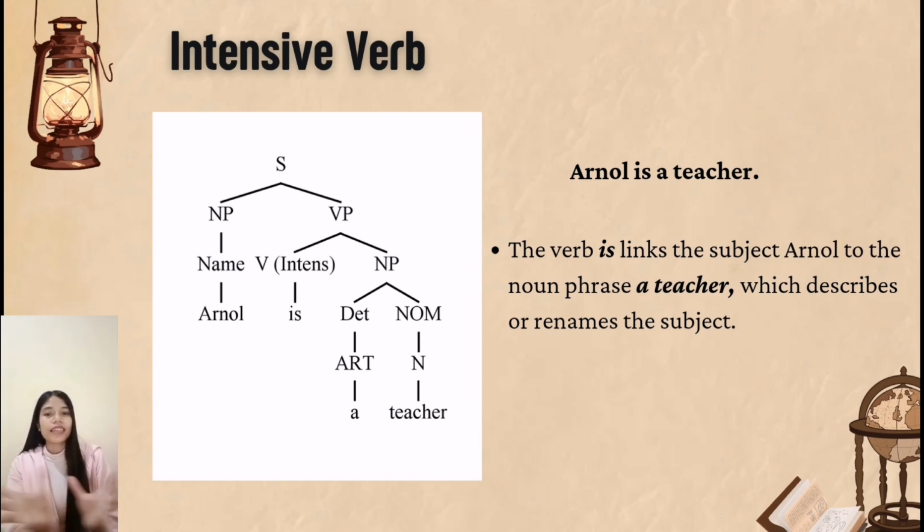And the phrase a teacher is a subject predicative in the form of a noun phrase or NP. So its function is to identify the subject Arno, explaining that Arno's role or profession is a teacher. So thus, the meaning of the sentence is complete because the intensive verb is connects the subject Arno with the predicative a teacher, rather than showing an action performed by Arno.